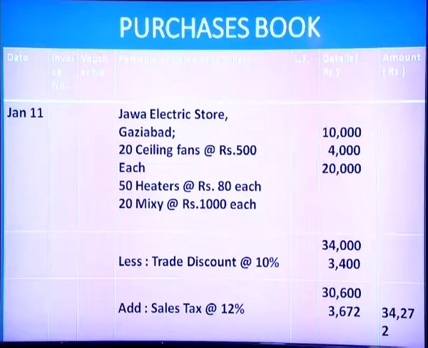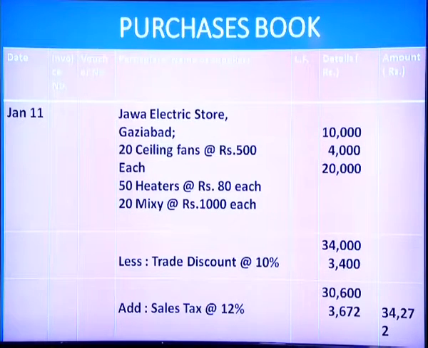We have purchased a ceiling fan for rupees 10,000, heaters for rupees 4,000, and a mixie for rupees 20,000. So it came to 34,000. Then from this we have to deduct the trade discount, which is 10%. That is 34,000 into 10 by 100, which will give you 3,400. And 34,000 minus 3,400 will give you 30,600.